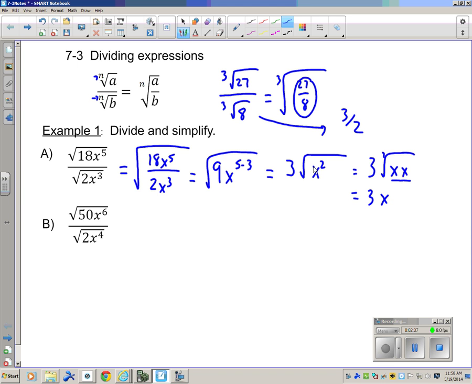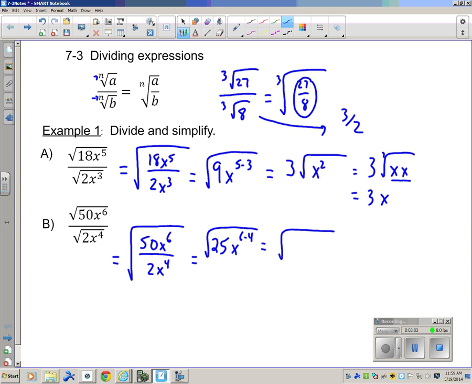And so we can come down here to letter B. We can do the same thing if we want. We can do the division first, and then do the square root last. So dividing this out, 50 divided by 2 is 25. The bigger number is at the top, so I'm going to put it at the top. x to the sixth divided by x to the fourth. I can subtract those powers. I'll write it out there for you. So we end up with 6 minus 4, which is 2.